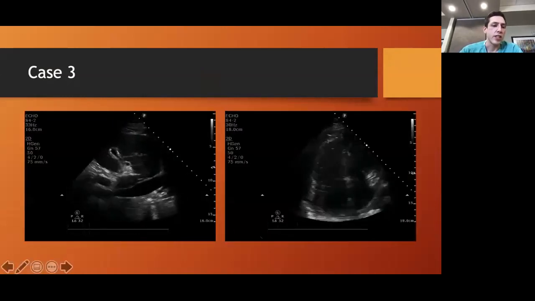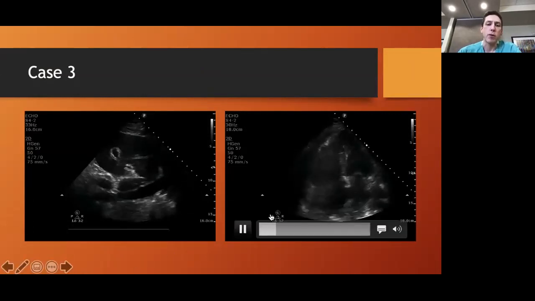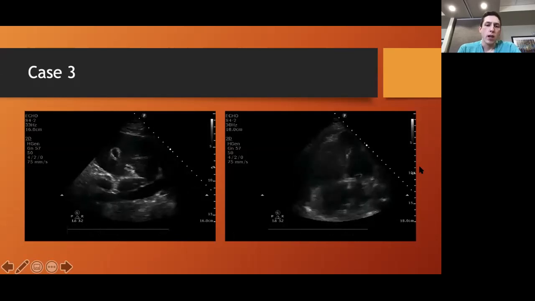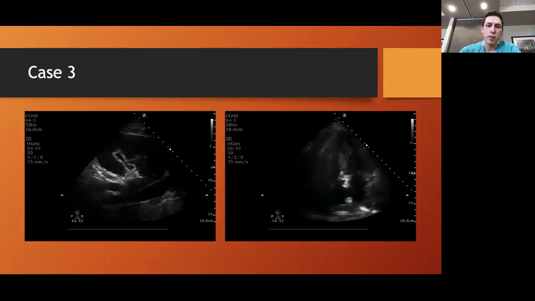His IVC is seen on the left, is greater than 2 centimeters, collapsing a little more than 50% with inspiration, so his CVP is approximately 8. And we can see on his apical four-chamber view of the heart, his RV may be a little bit enlarged, but the function appears grossly normal. And the LV does appear somewhat hypodynamic with some end systolic effacement, but the end diastolic volume appears fairly normal.